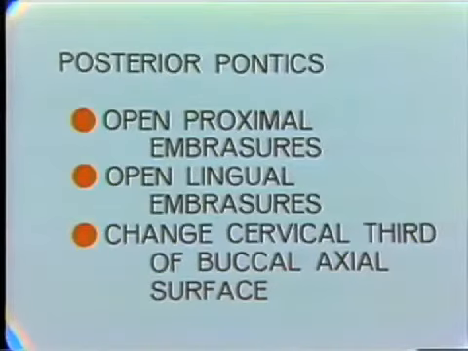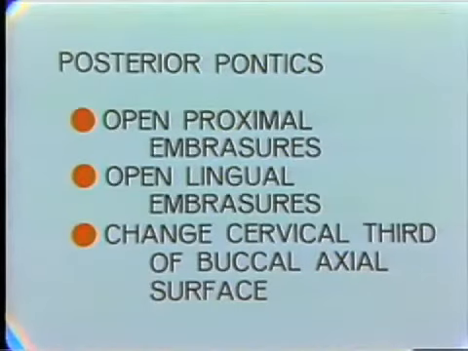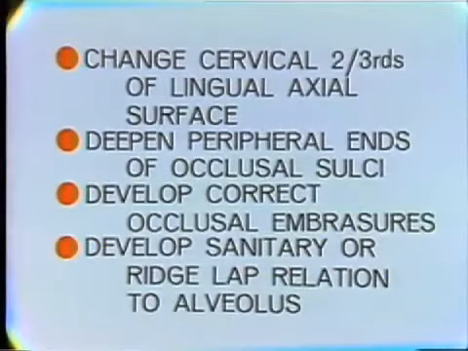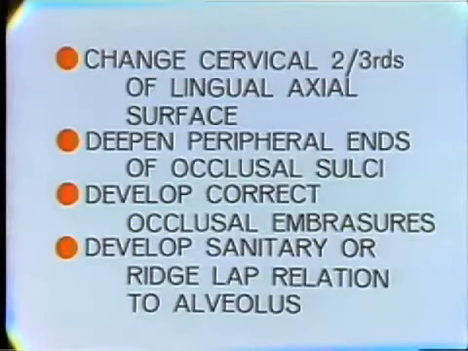First of all, the need to open the proximal embrasures, to open the lingual embrasures to give better access to the underlying soft tissue, the changes which are made in the cervical third of the buccal axial surface to develop the correct length of the tooth on the buccal surface, the changes which are made in the two-thirds of the lingual axial surface to open up the proximal and lingual embrasures, deepening of the peripheral ends of the occlusal sulci to improve the spillway effect of these for the occlusal surface, the development of the correct occlusal embrasures, and then finally the development of a sanitary or a ridge-lap relation to the alveolus. And in this particular case, we will develop the ridge-lap type of adaptation.